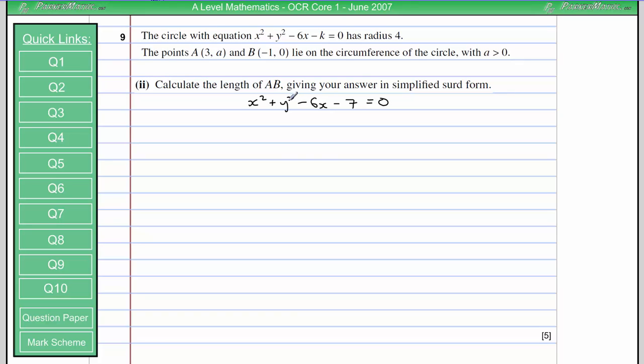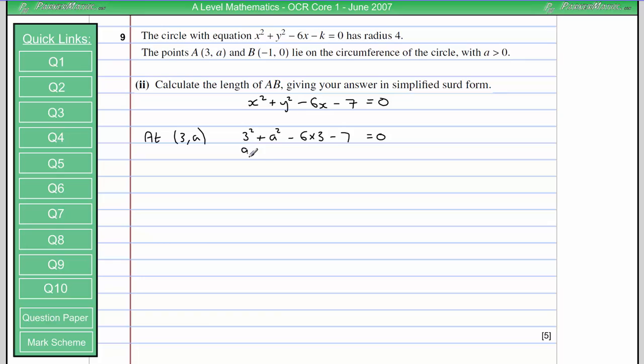Now let's have a think about point a. We know that the coordinate is 3, lowercase a. So what we'll do is substitute that coordinate into our circle equation. So at 3, a, which is on the circumference, so we're allowed to do this, we can say we get 3 squared plus a squared, because that's x squared plus y squared, minus 6 lots of 3 minus 7, and that's going to equal 0.